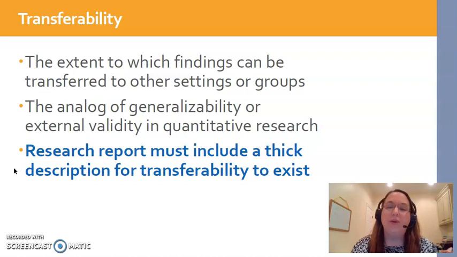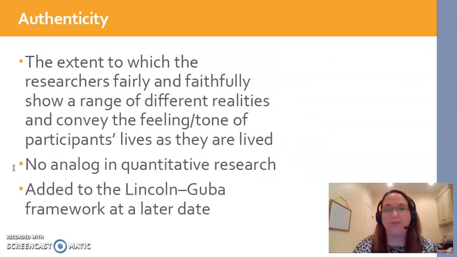In order to determine whether something is transferable, it has to have a thick description. That means the research report, the article, has to give me enough details about the people who were in the study and the setting in which the study took place. And I can use that to make a judgment call as to whether I can transfer the study's findings to my own workplace and my own patient population.